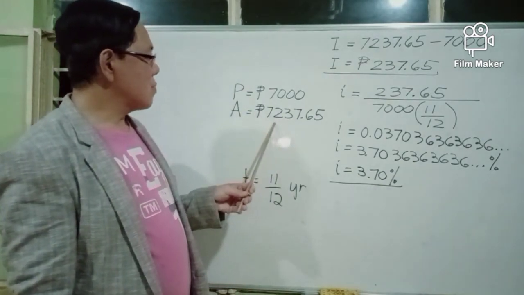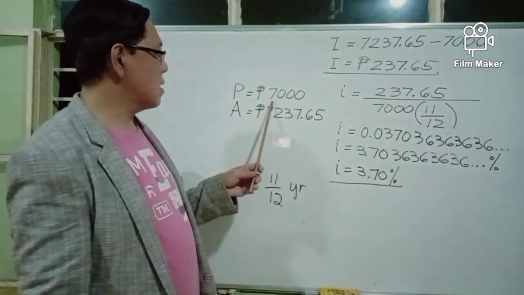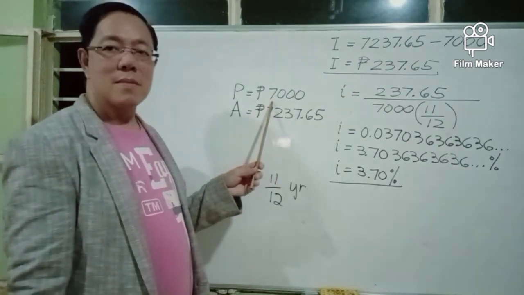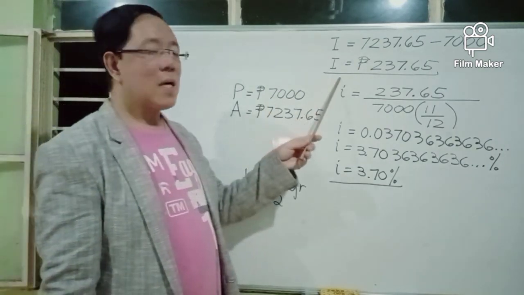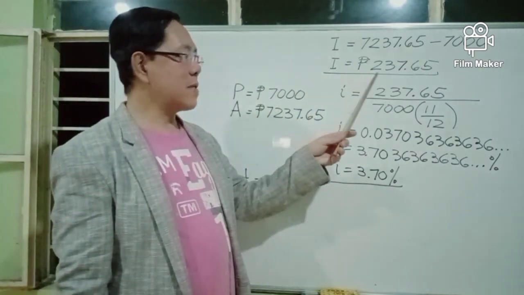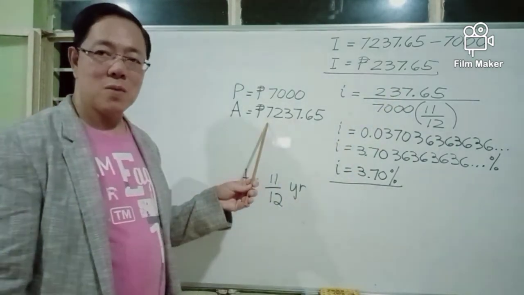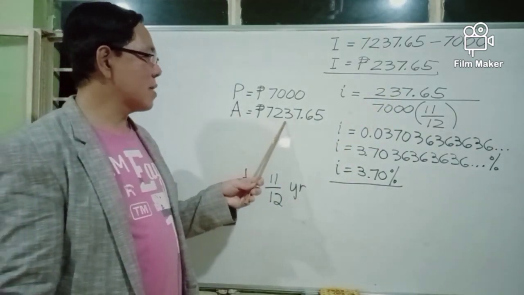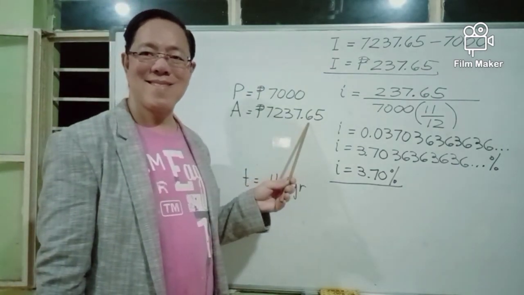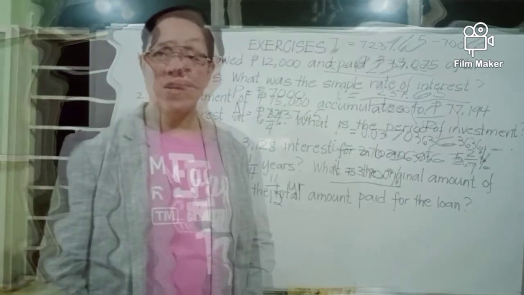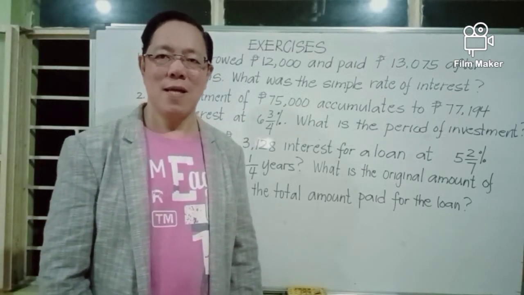And the total amount to be paid, the total amount paid by Ms. T is equal to the original amount borrowed, principal, 7,000, plus the amount of interest, 237.65 pesos, or a total amount of 7,237.65 pesos. For your practice, please do the following exercises.